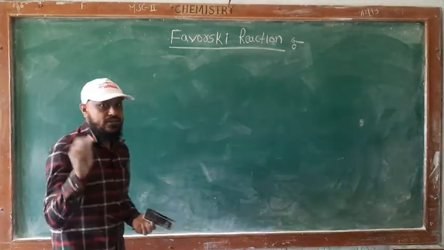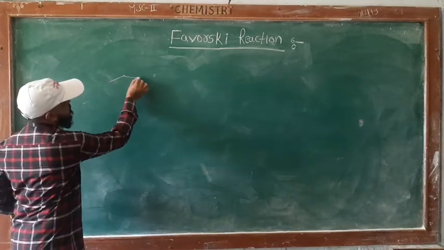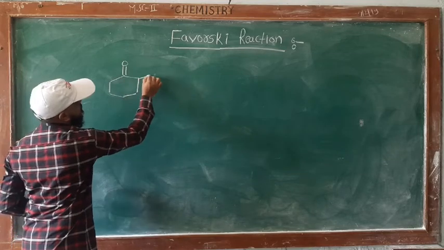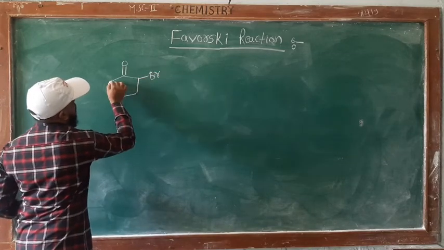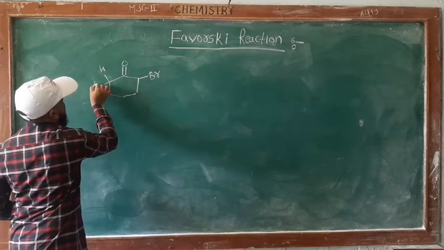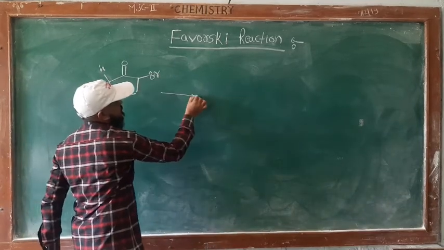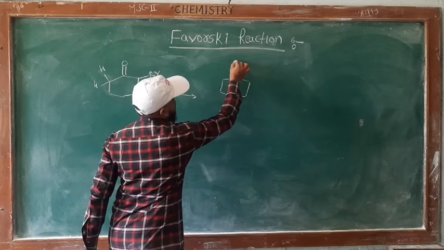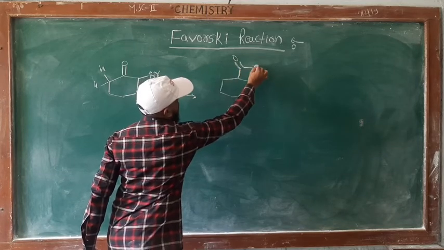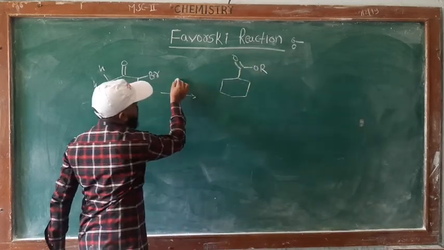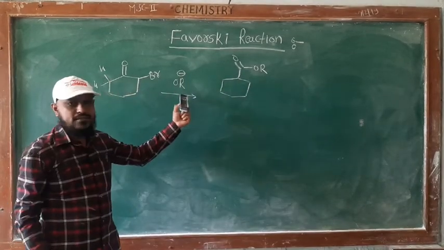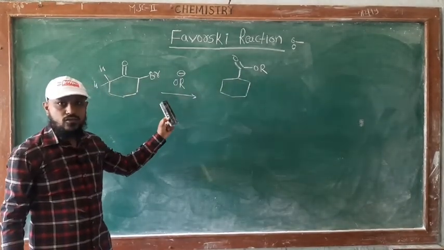Okay, now look here, this is the general orientation of the Favorskii reaction. This is the alpha haloketone, and it is converted into ester in the presence of alkoxide. Here alkoxide is a base, it is also called a reagent.